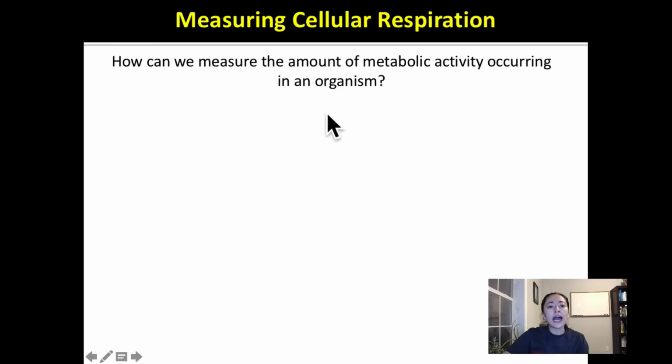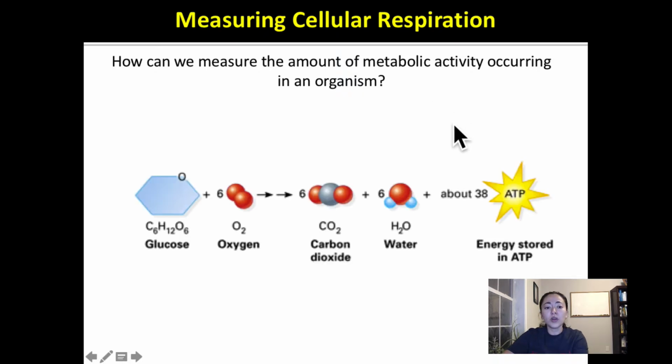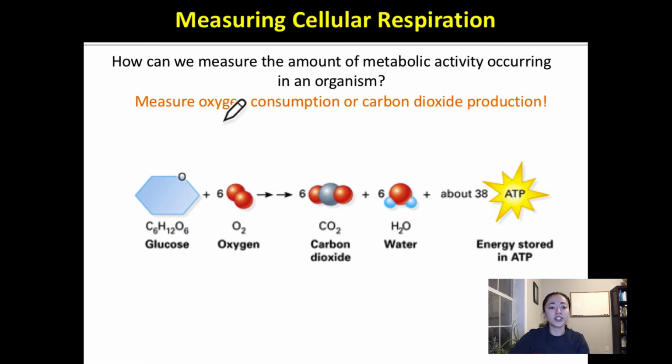How can we measure the amount of metabolic activity occurring in an organism? Or in other words, how can we measure how much cellular respiration is happening? Well, if you look at the equation for cellular respiration, it's really easy to measure these gases here. So you could actually measure how much oxygen is being consumed. The more oxygen being consumed, it means the more you're metabolizing. Or you could also measure the amount of carbon dioxide being produced. In our lab, you'll be measuring the amount of oxygen being consumed.